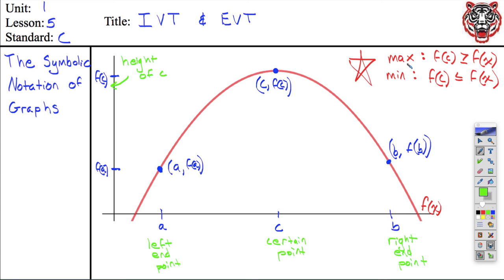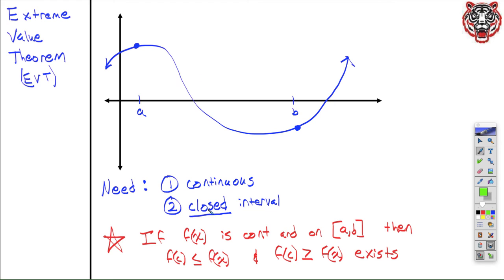Close. You're not exactly saying the word that I'm trying to listen for. Look up on the screen. These guys. This is the definition of maximum. This is the definition of minimum. So this theorem is essentially saying, if I have a continuous and closed interval, then a minimum and a maximum exist.